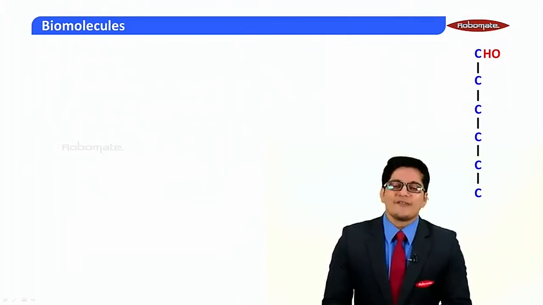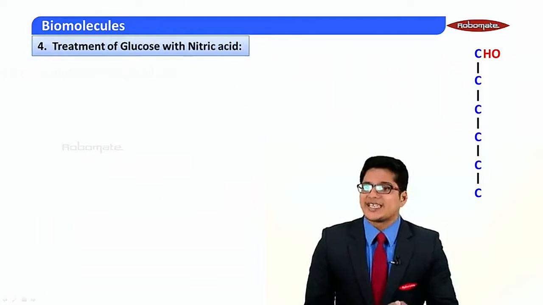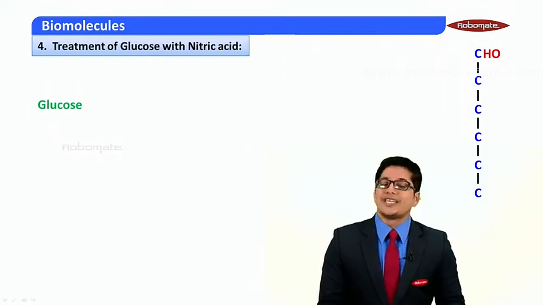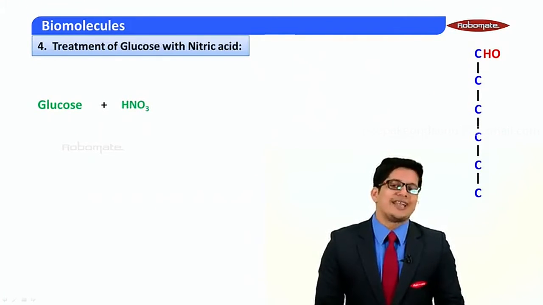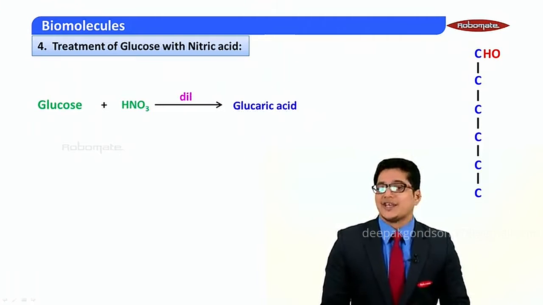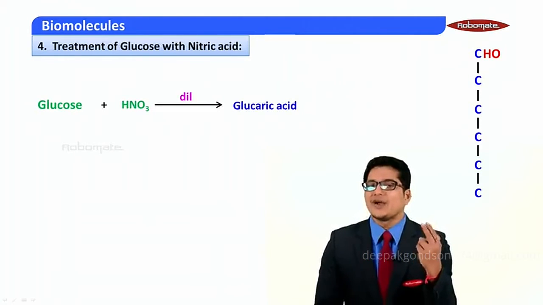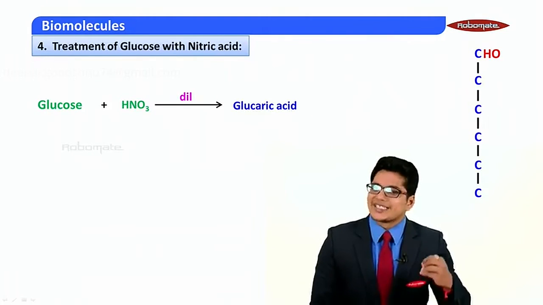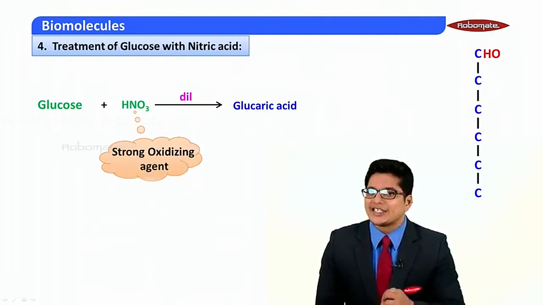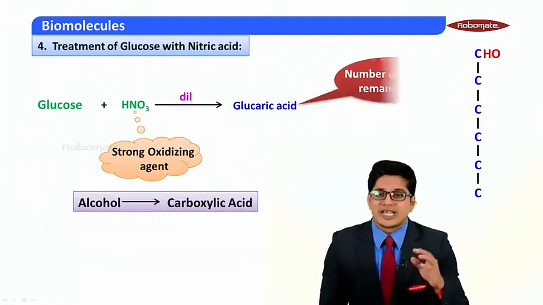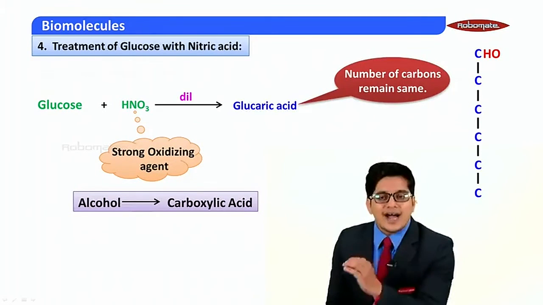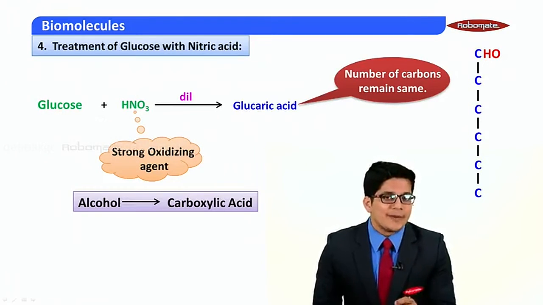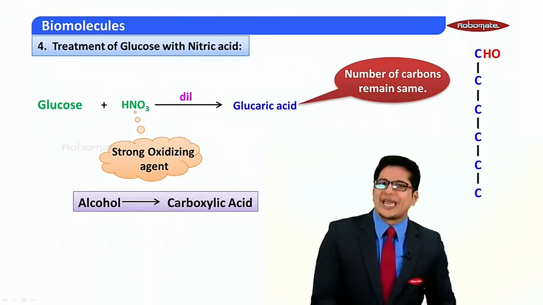Next, moving further, the next reaction suggested that when glucose was treated with nitric acid, we obtained a compound called glucaric acid, wherein there are 2 COOH groups. Now, we all know nitric acid is a strong oxidizing agent. So we can just confirm that alcohol would get converted into carboxylic acid. But remember, is the number of carbon atoms the same?